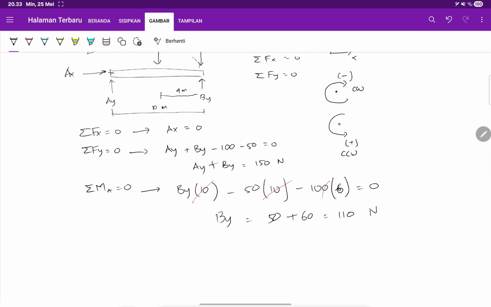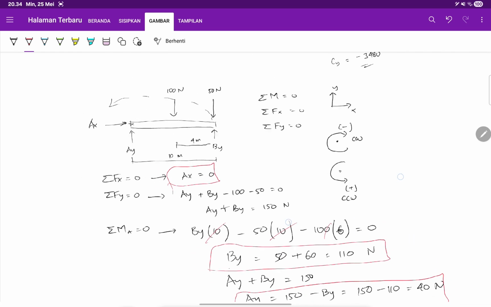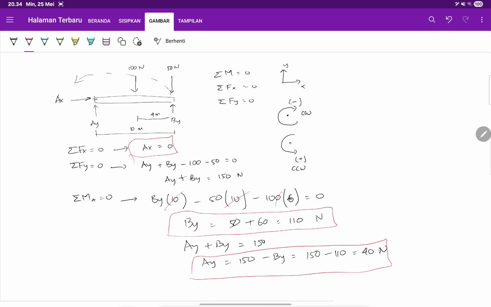And then how to get the AX and AY? Once you get BY, you know that AY plus BY equals 150, and AY is 150 minus BY, which is 150 minus 110, which is 40 newtons. So now you get everything. You get the AY, you get the BY, and then you get the AX, and everything is now solved. Okay, and that's how you solve equilibrium equations.